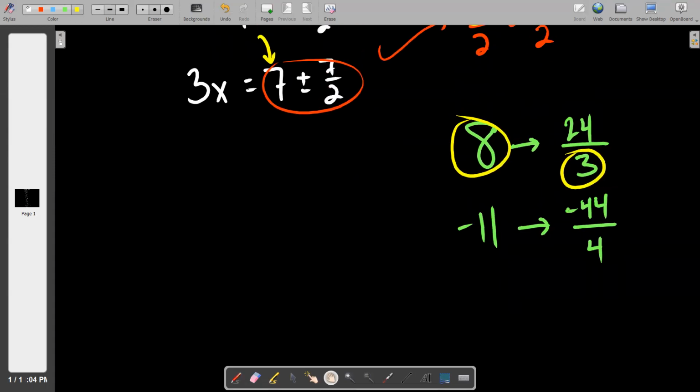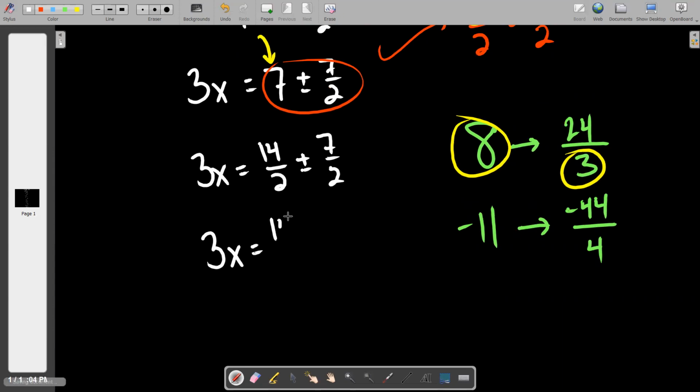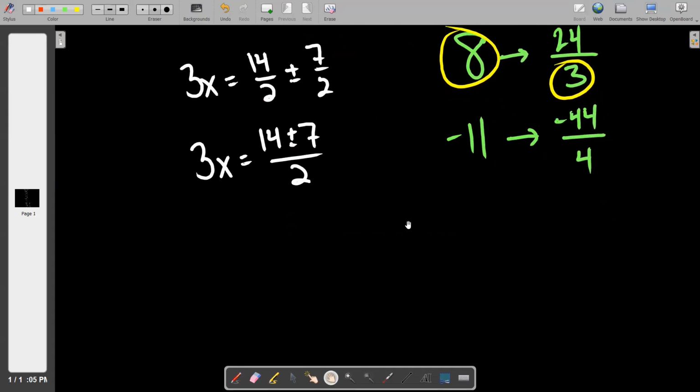So where we're at in the process now is we have 3x equals 14 over 2 plus or minus 7 over 2. Are we okay still? Okay, now we're going to embrace the idea that if two fractions have the same bottom, we can add them together. We can also subtract them. So my next step is going to say 3x equals 14 plus or minus 7 all over 2. No questions on that step? Nice. The last step is to divide by 3, right?